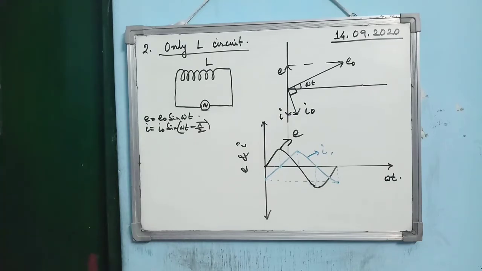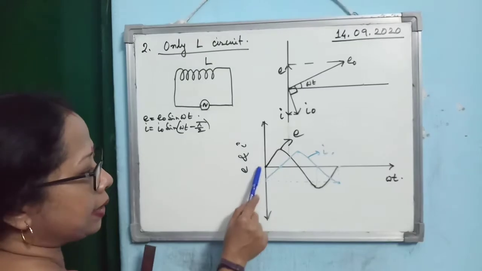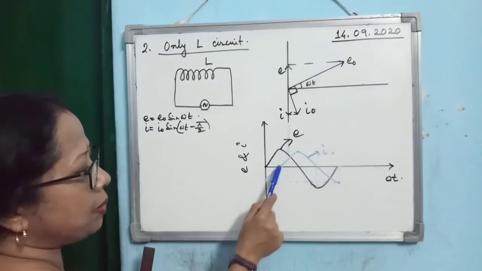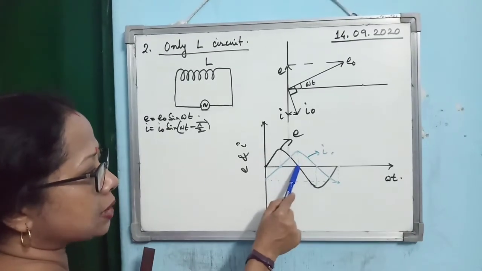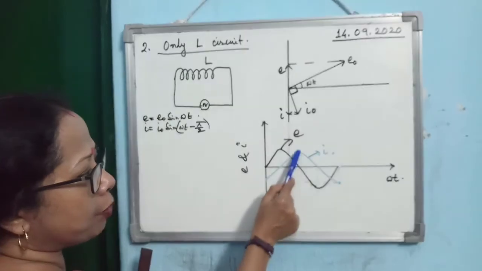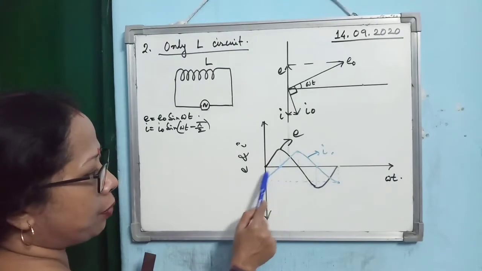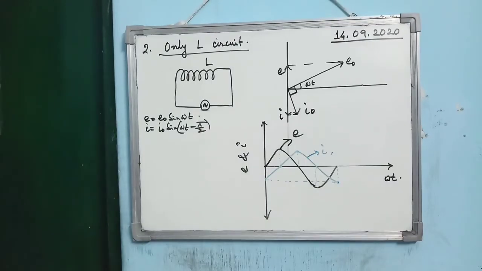Is that clear? Again I am repeating, when E is minimum, I will be maximum but in opposite direction initially. And then when E is maximum, I is minimum. Then when E is minimum, I will be maximum, but now I will be in the positive direction. So exactly in the same manner, you first mark the points as I have done and then you join it by a continuous curve. And you can join it freehand only.